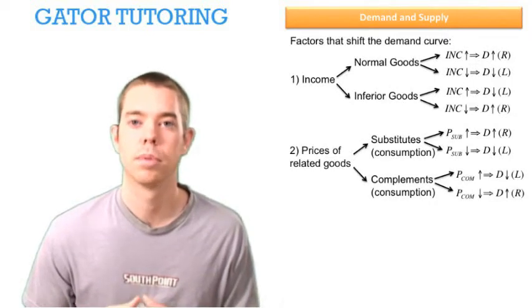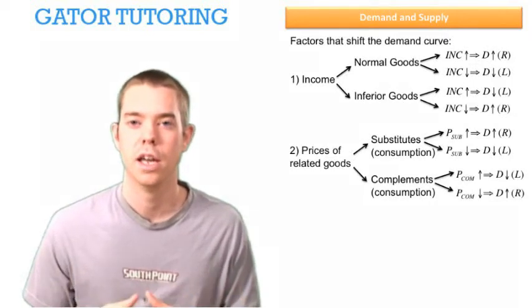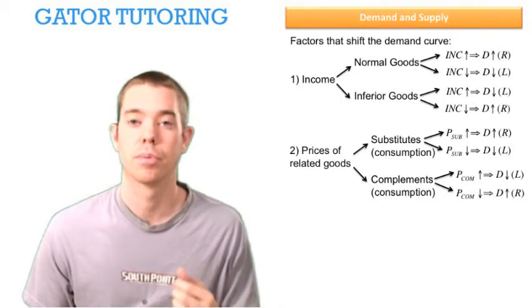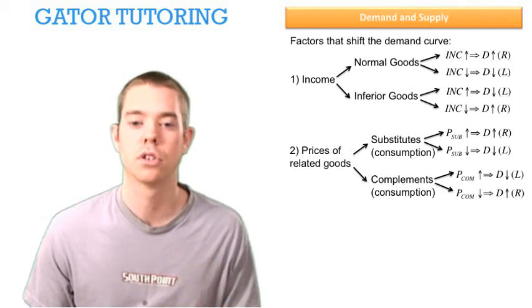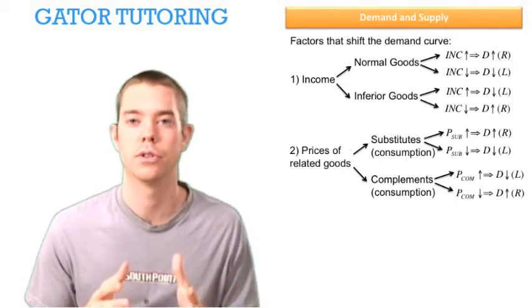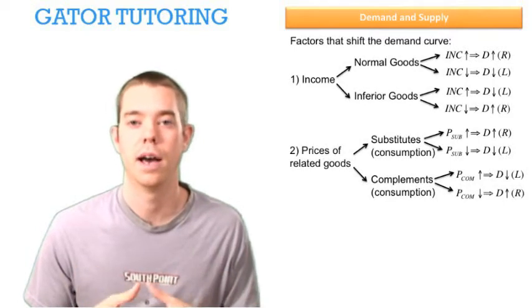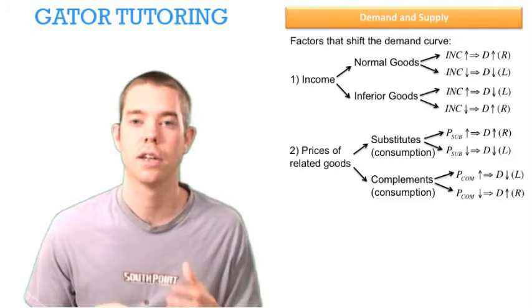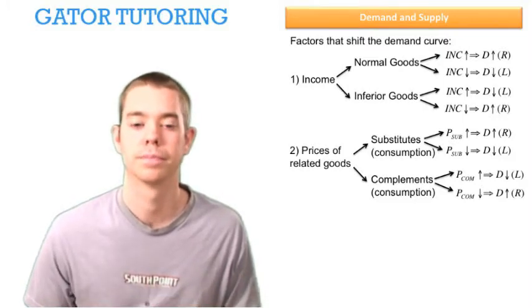Then there's also complements. This is like peanut butter and jelly. If we only ate peanut butter and jelly together on a peanut butter and jelly sandwich, and the price of peanut butter went up a whole bunch, well, then our demand for jelly would go down a whole bunch because we only buy those two things together, and now the price of peanut butter has increased. So think about complements and substitutes. Those are both in consumption.